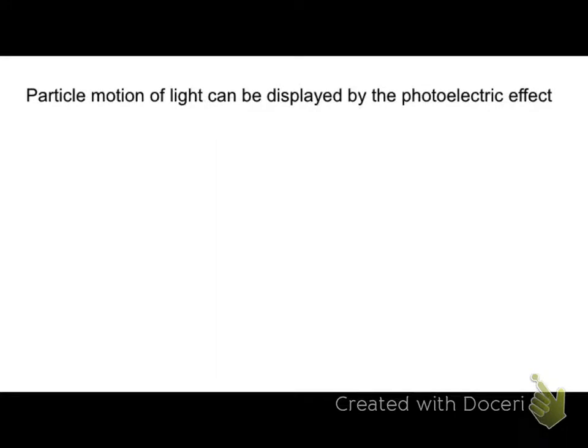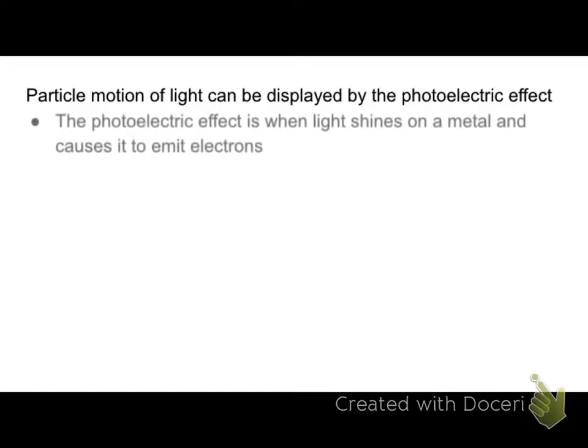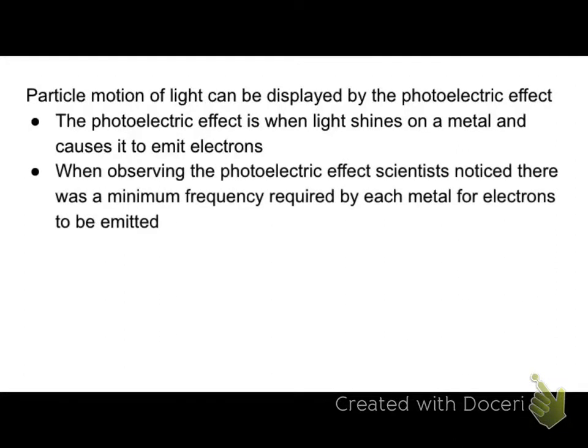As we've now talked about wave motion, we know light moves as a wave sometimes, but sometimes it moves more like a particle. And a really good example of this is something called the photoelectric effect. So, the photoelectric effect is what happens when you shine light, so like a beam of light, on a metal, and it causes that metal to emit electrons, so to give off electrons.